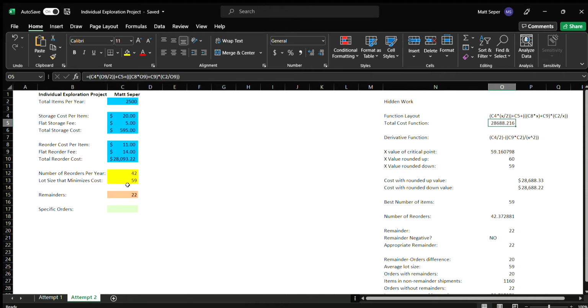Once we were able to find C13, I just made it so you can see the total cost for the year using the exact lot size.